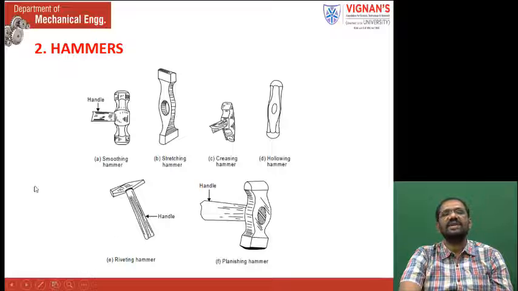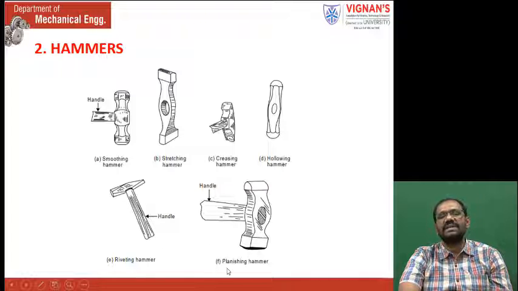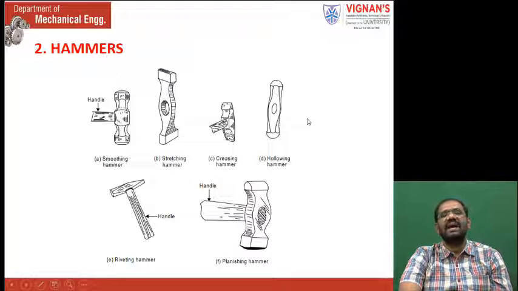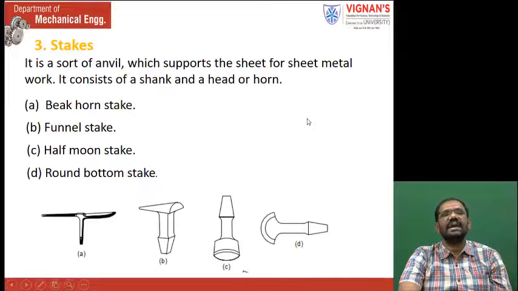Okay, these are the hammers. See this one: smoothing hammer, stretching hammer, creasing hammer, hollowing hammer. This is the riveting hammer. This one is the planishing hammer. All the hammers have a handle. This one also has a handle, though it is not shown here. These two have handles. Okay, right. These are the hammers.